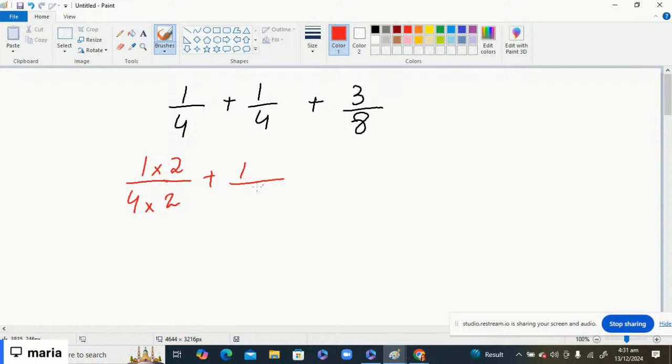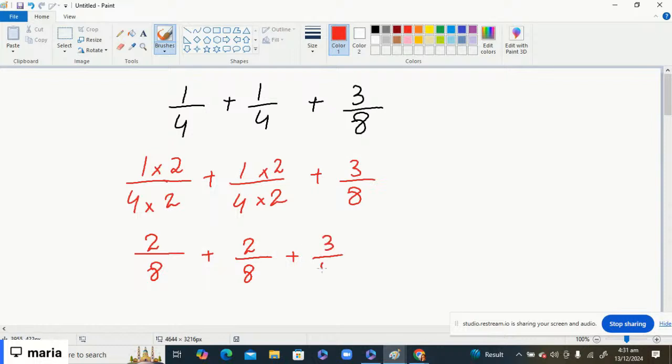Here it is the same multiplication for both, and 3/8 is the same. 2 times 1 is 2, 4 times 2 is 8. 2 times 1 is 2, 4 times 2 is 8. And here is 3/8.